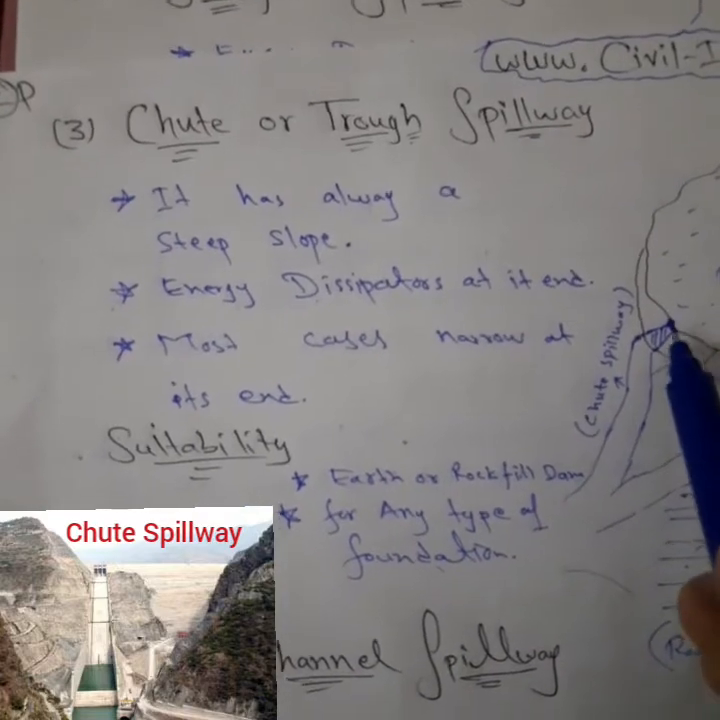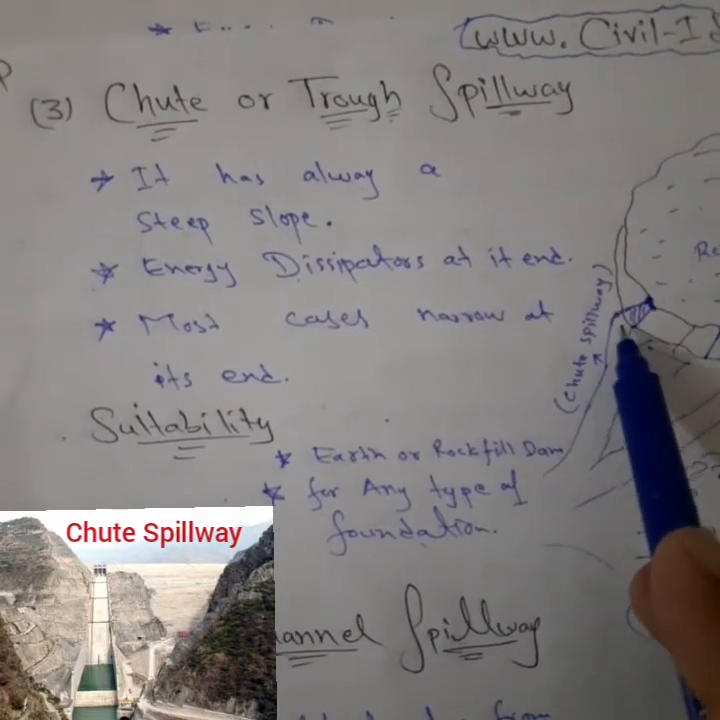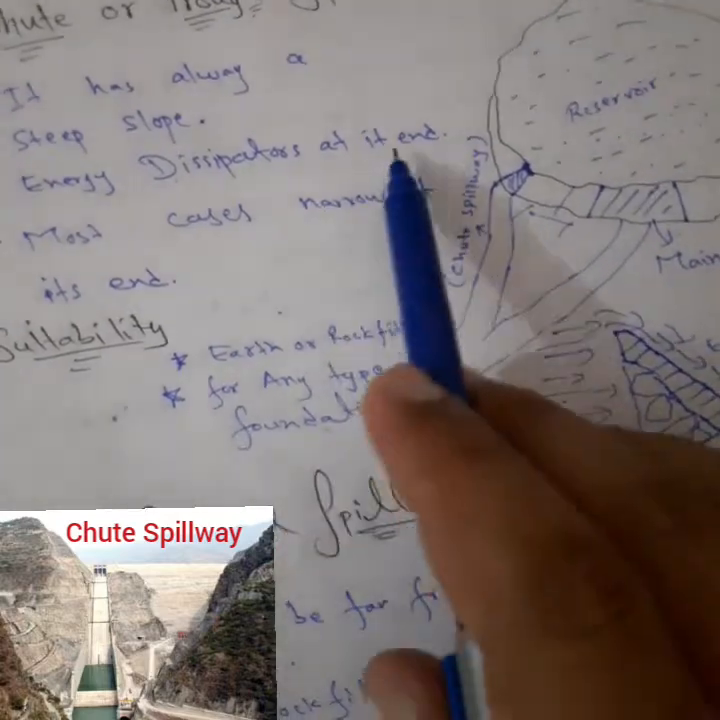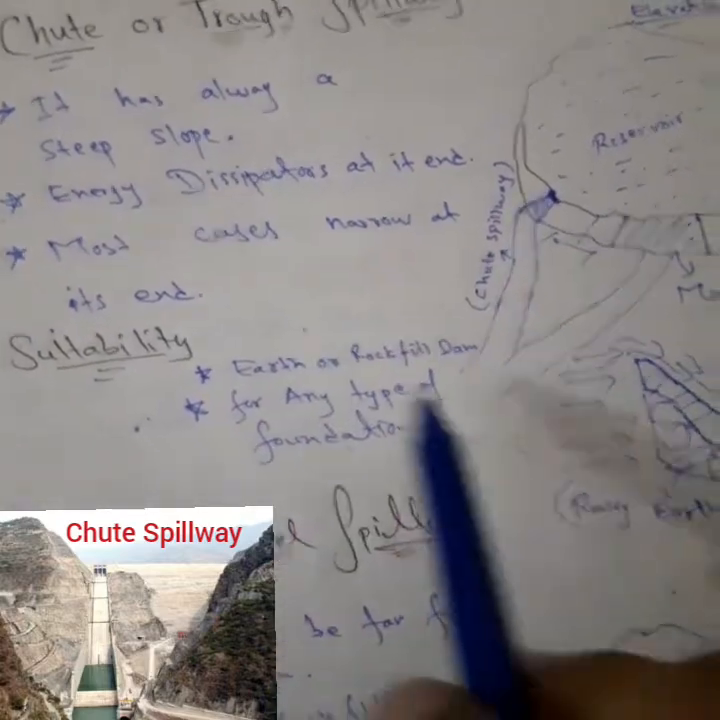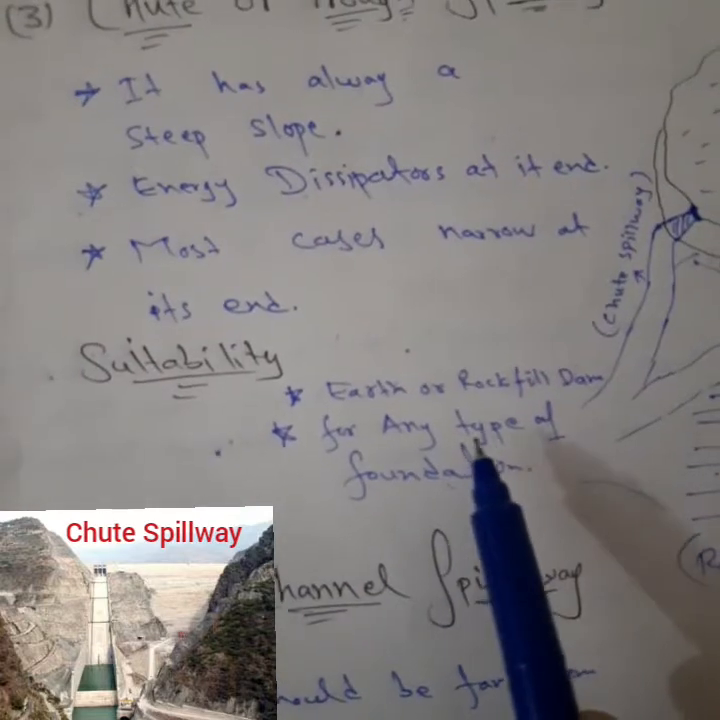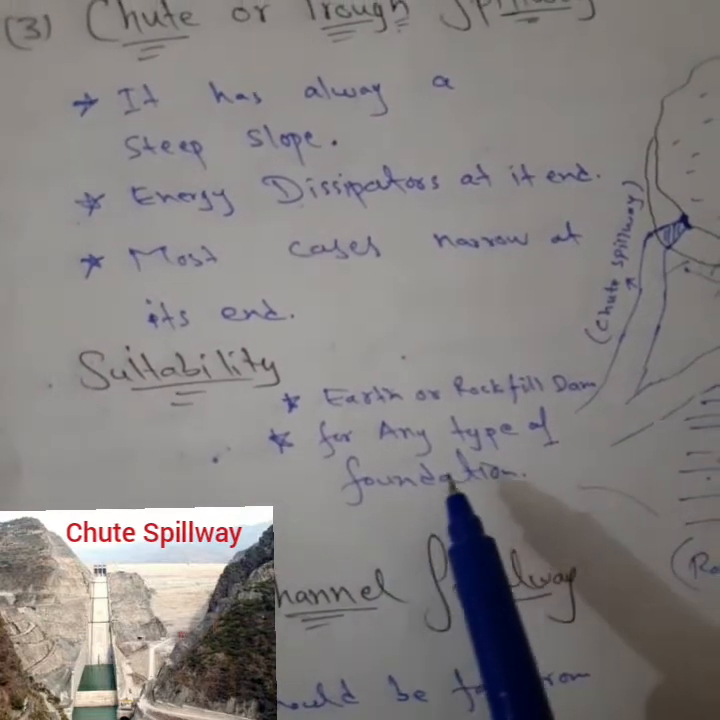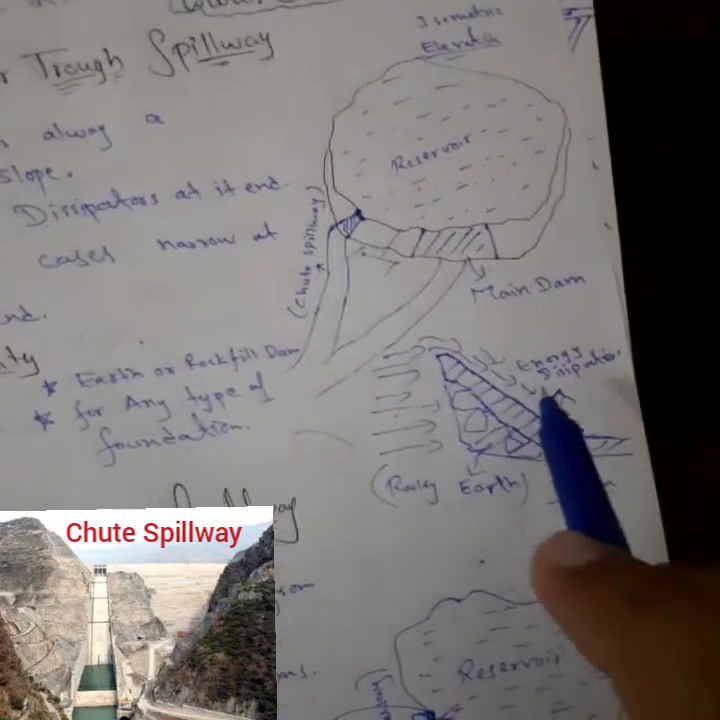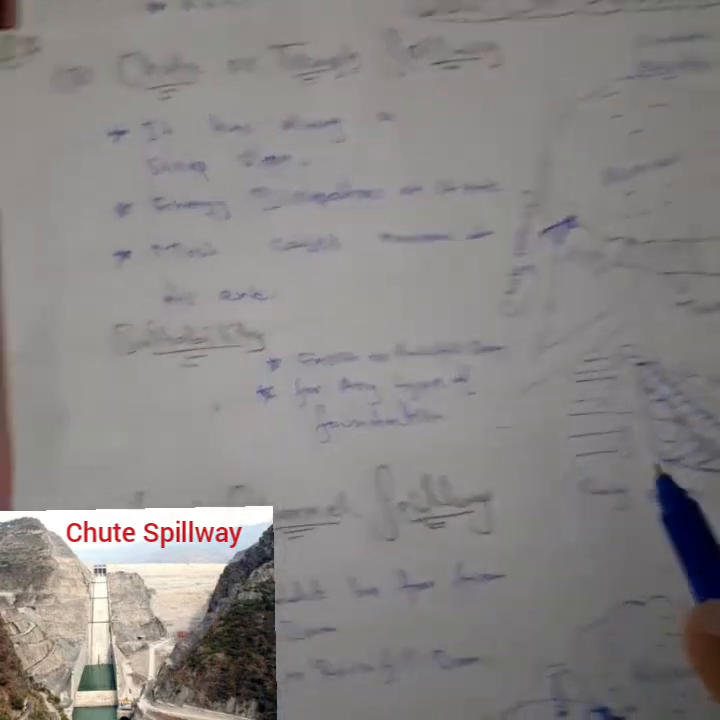At the top it is normally narrower, and at the end it may be open. And energy dissipators, we have discussed it in the diagram. And suitability: rock fill dam, or any type of foundation. Any type of foundation can be used for this type of spillway.